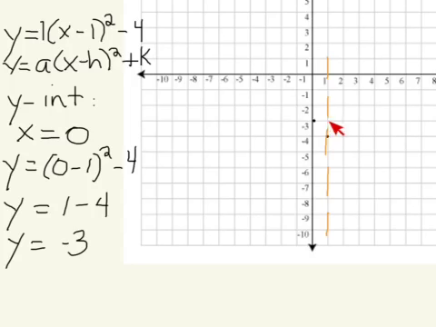So that means there's another point, since this thing opens upwards, that's going to be across from it 1 unit to the right. So if I put a dot right there, then I would have another point that I could plot and get more accuracy.